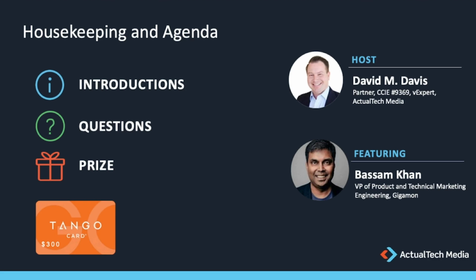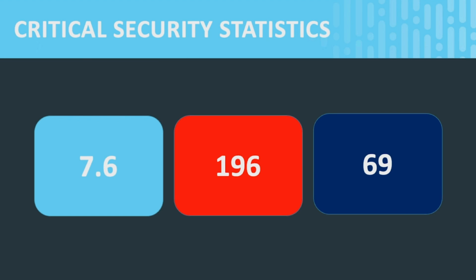And with that, it's time to do a little level setting before we kick it off with today's presentation. I've got three numbers here on the screen: 7.6, 196, and 69. You might be wondering, what exactly are these numbers? Well, the 7.6 is actually $7.6 million. Pretty incredibly, that's the average cost of a data breach today. That is even more than the yearly revenue of a small business, so a single data breach could easily put a company out of business, as you can imagine.